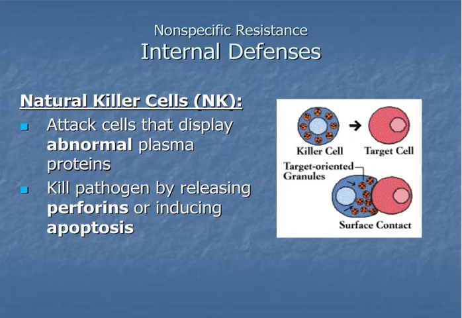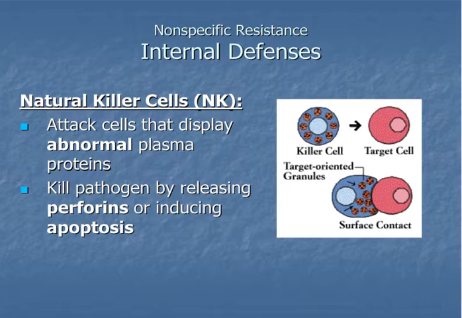We're going to talk about our phagocytes, that is going to be our macrophages and also our neutrophils, but we also have something called the natural killer cells. And these are a certain type of lymphocyte that aren't as specific as the B cells or the T cells. And they tend to attack cells that display abnormal plasma proteins. So these could be invading pathogens, or sometimes it could even be tumor or cancer cells. And they kill these cells by releasing perforins or inducing apoptosis.